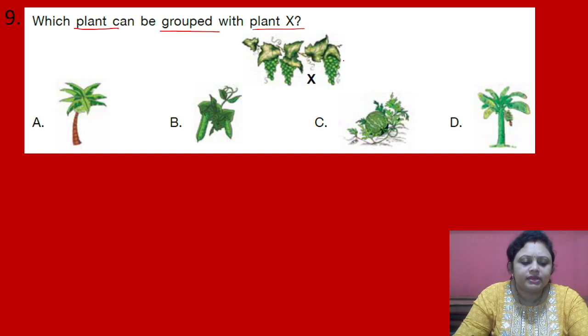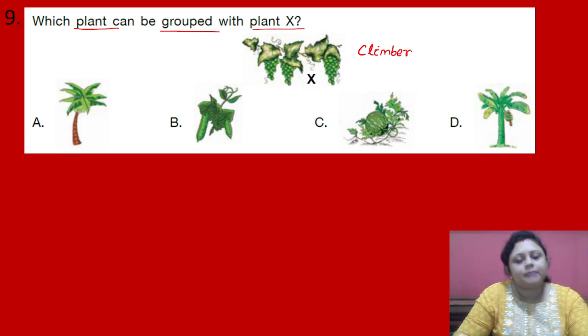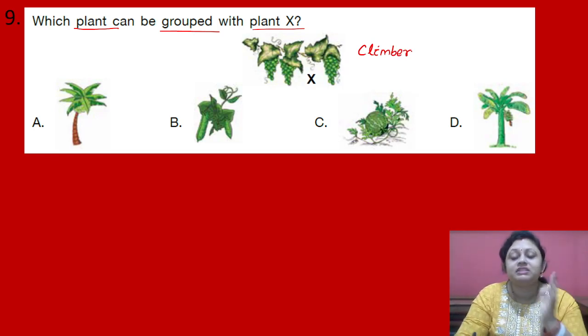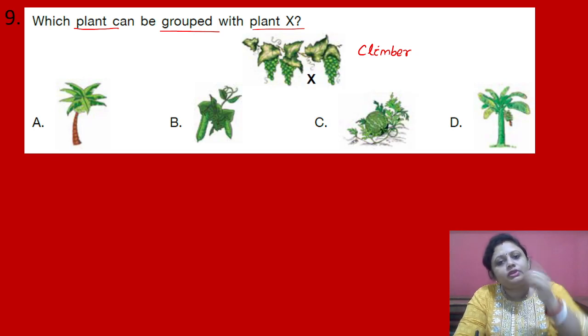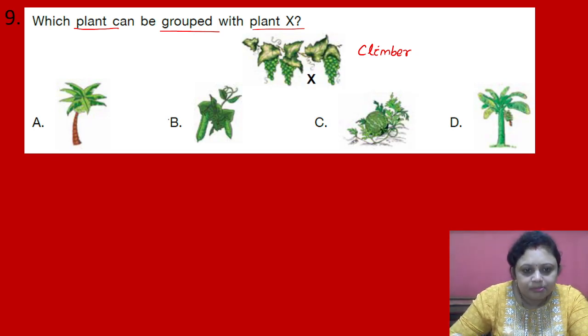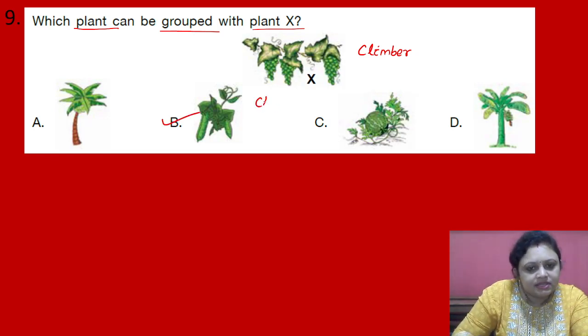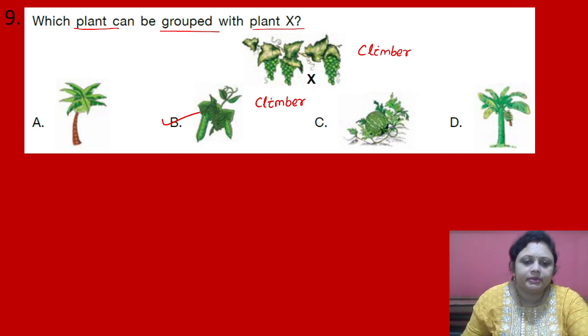Okay, so here this grapevine is a type of climber. Climber means the stems of these plants are very weak. Okay, they need support, and with the support they climb. So this pea is also a climber. The stems are very weak and they need a support, and they grow on that support. Okay, so here the correct answer is option B.